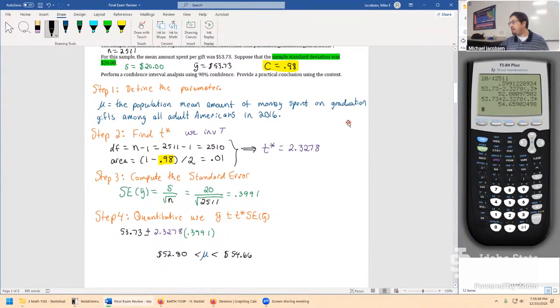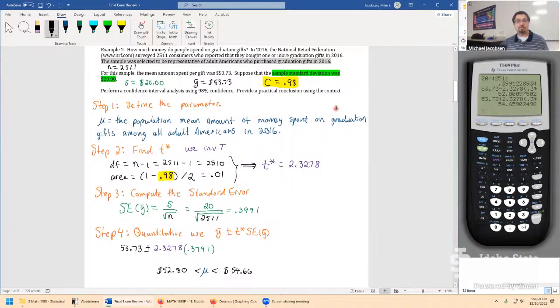So that's what it says about graduation gifts in the United States of America in 2016. This is a large sample and it was also representative. So there might have been some outliers in there, but looks like no one got a Maserati in this sample size, because on average for the entire population, it's between $52.80 and $54.66. Nothing too impressive, but it's the thought that counts when it comes to a graduation gift.